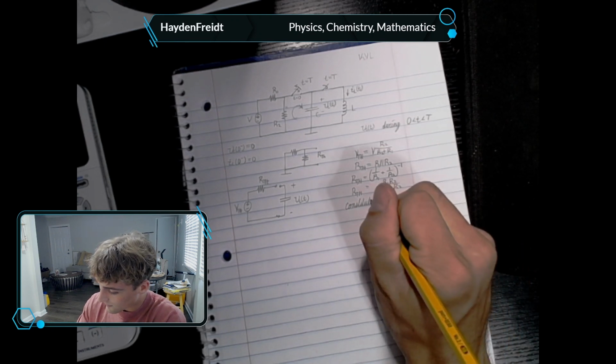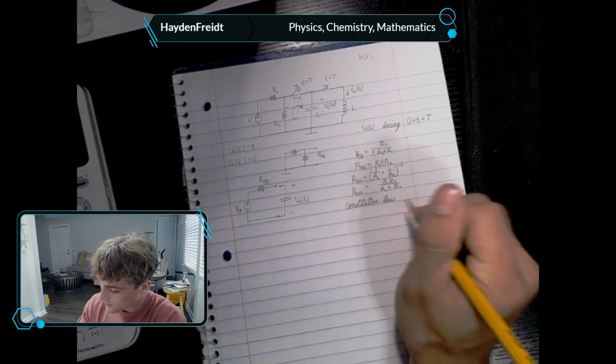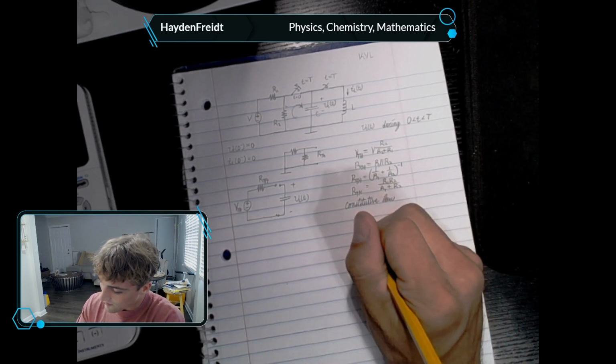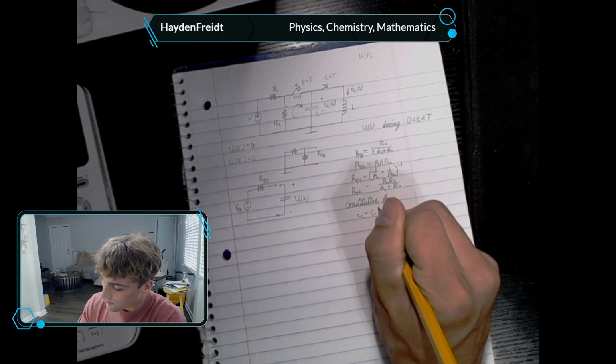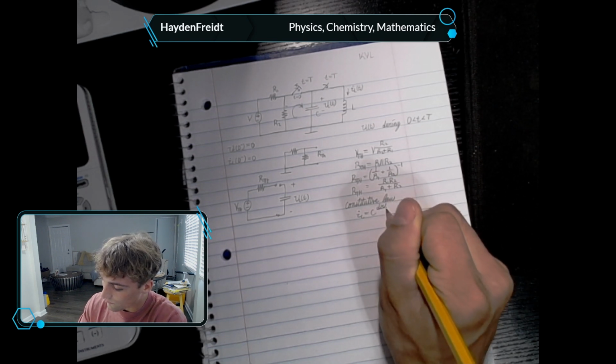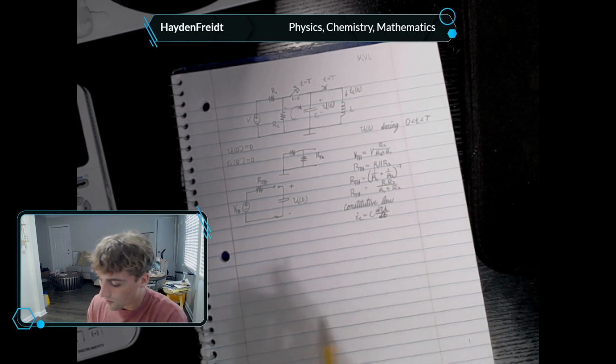All right, it's going to be like that. Constitutive, cross your T's, dot your I's, constitutive law. The constitutive law for the capacitor is going to be this. We're going to define it by IC for sure. So this is going to equal C times the derivative of the capacitor voltage with respect to time. That's our constitutive law for the current of the capacitor.